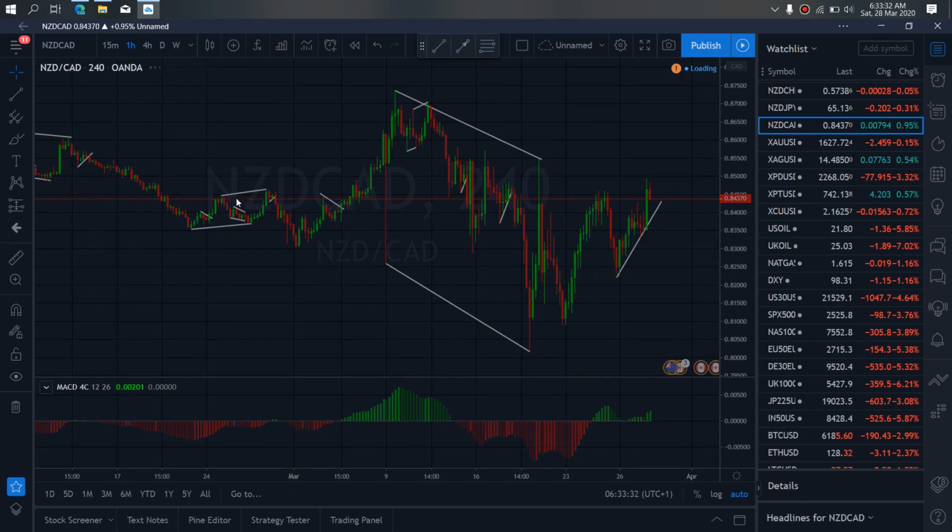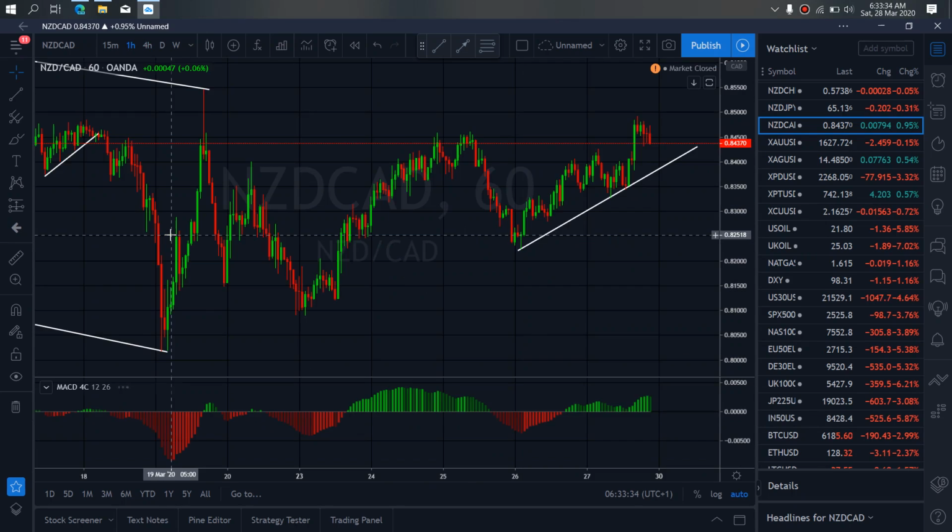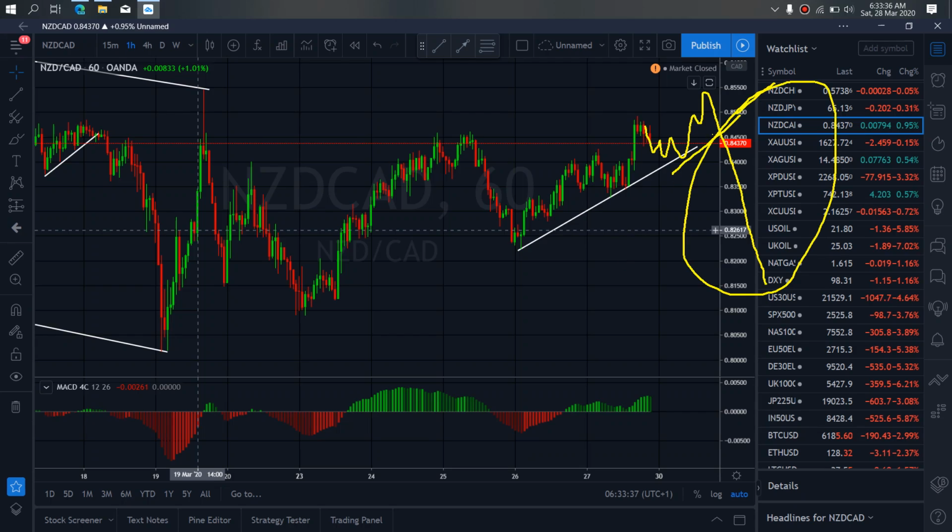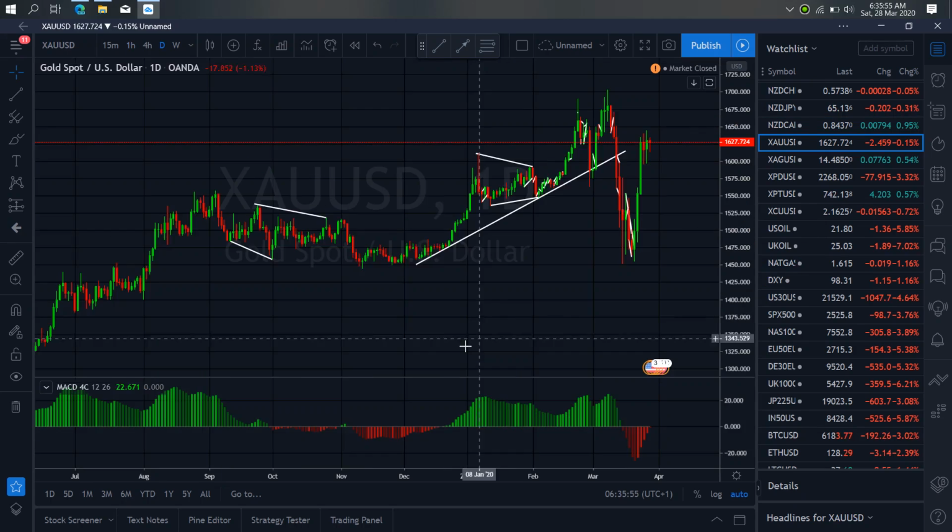We zoom to 1-hour time frame. I want to look out for that as well. Sell. We're looking for when they will break through this trend downside. This is the trade we want to watch out for this week. Setup to the downside on New Zealand CAD.